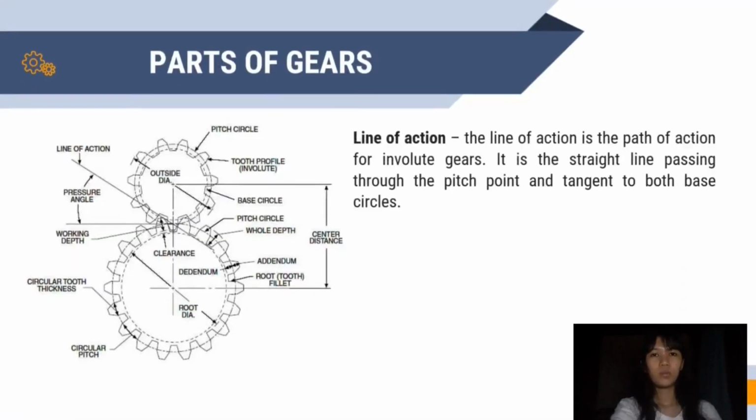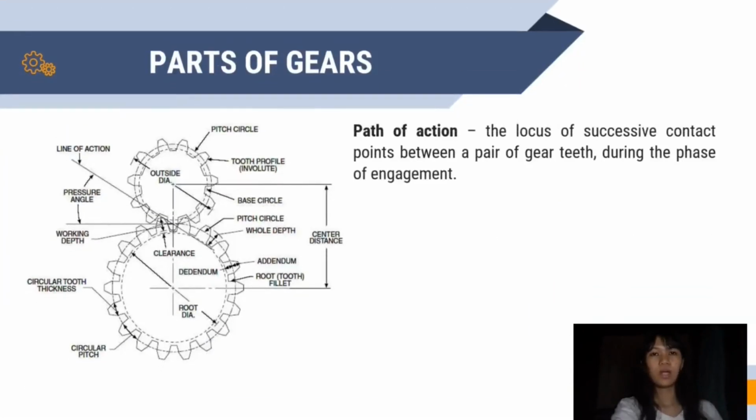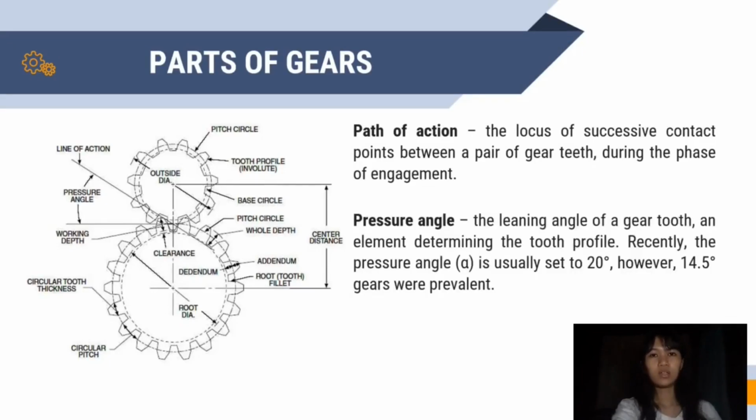Line of action is the path of action for involute gears. It is the straight line passing through the pitch point and tangent to both base circles. Point of contact is any point at which two tooth profiles touch each other. Path of action is the locus of successive contact points between a pair of gear teeth during the phase of engagement. Pressure angle is the leaning angle of a gear tooth, an element determining the tooth profile.